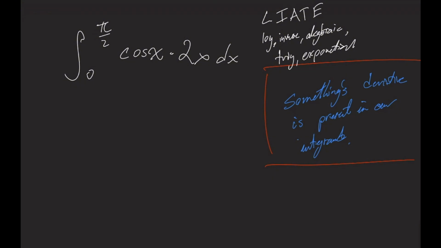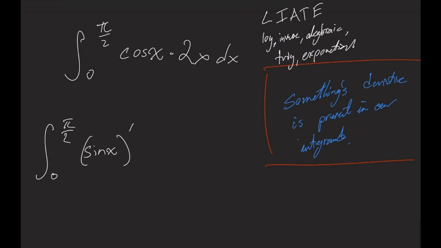So let's just try it out right now. If we have the integral from 0 to pi over 2, cosine, what is something that has its derivative equal to cosine? That's right, it's going to be sine x.